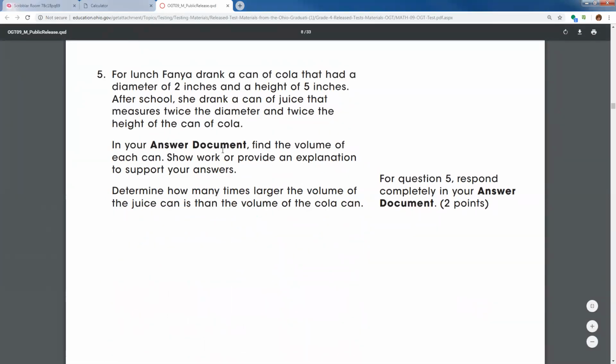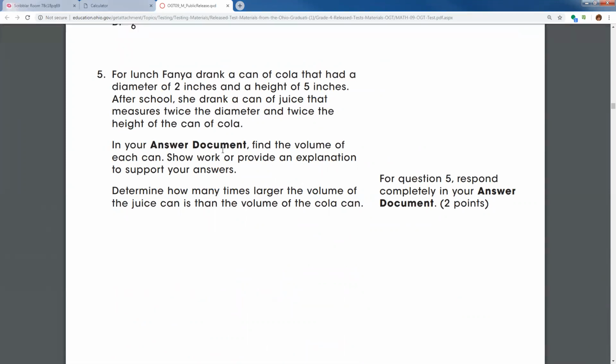So the next one is one of your free response questions. It is all online now, so you're not writing stuff down, but you will have to type answers in or possibly type an equation in.